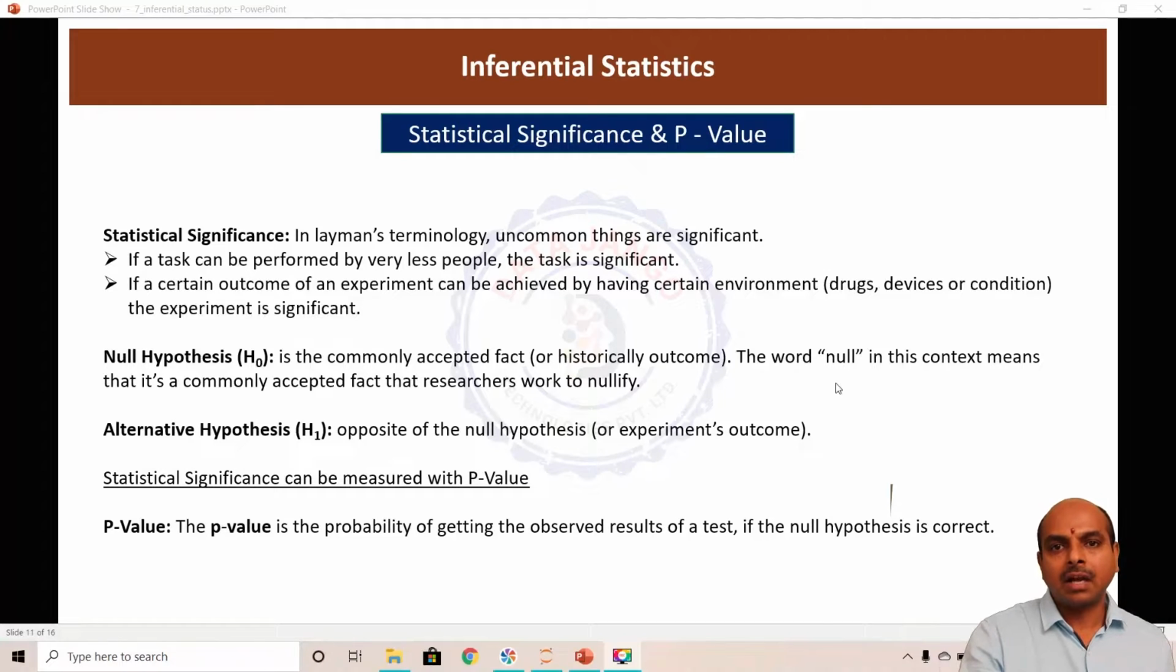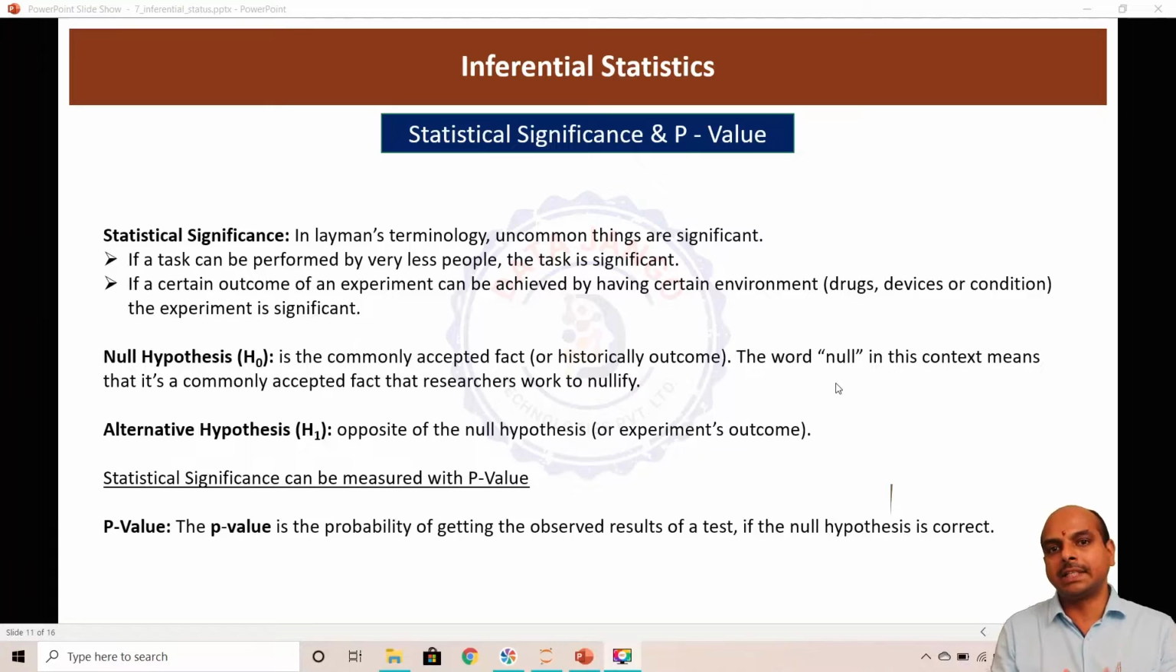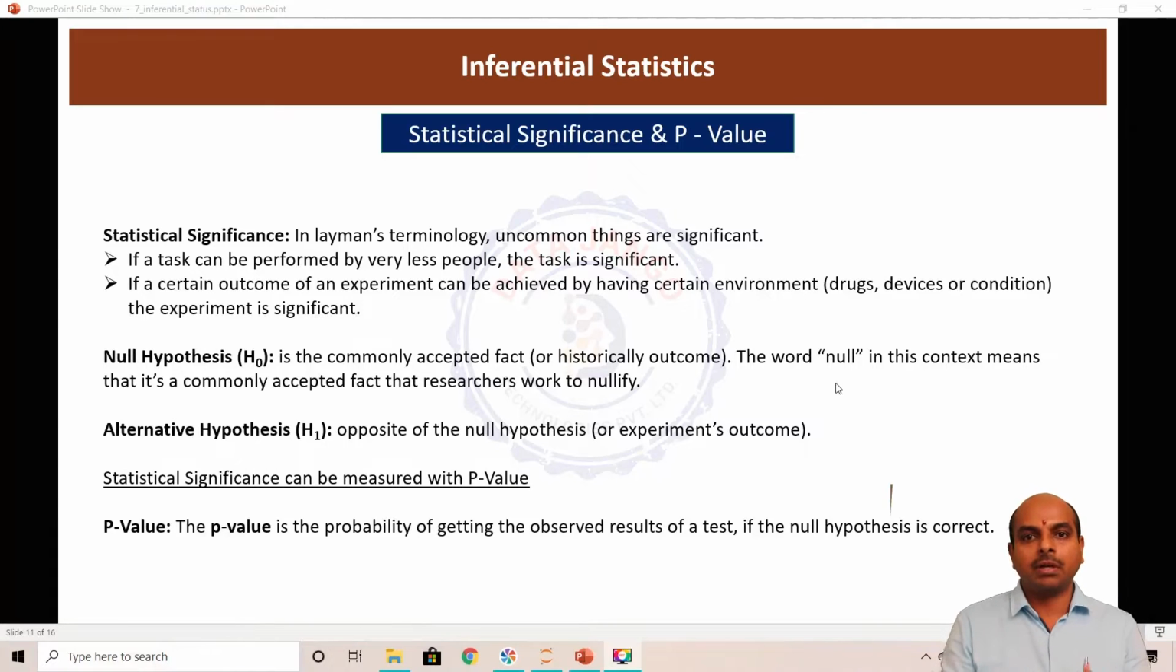When something is uncommon, that is significant. An example is that a human being lifting 100 kilos is very significant. The person is very significant. Maybe he or she must be very strong. And in industrial experiments, if a drug or device's presence is making something happen, then the drug or device is significant. So with statistics we can actually find out whether something is significant or not.